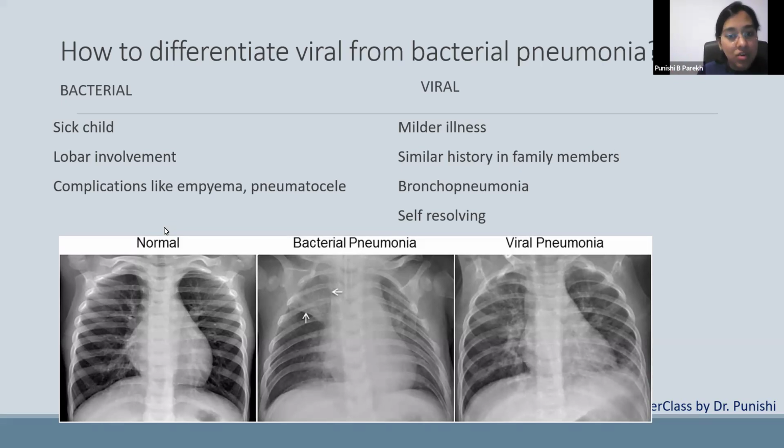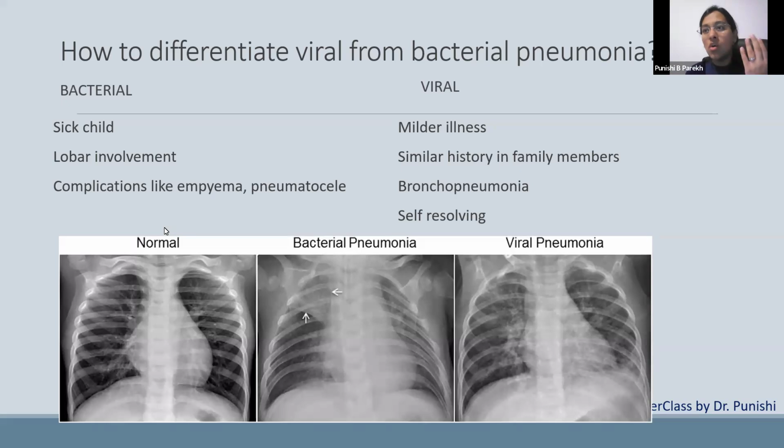Whereas a viral pneumonia is a milder illness. You might also have a similar history in other family members. Let's say that along with this 3-year-old, they also have a 6-year-old who's ill. Probably even the mother is down with fever, cough, and cold. On X-ray, they'll have a more diffuse, scattered picture called bronchopneumonia. You will not have a localized lobar involvement like you see in a bacterial pneumonia. And usually viral pneumonias are self-resolving.